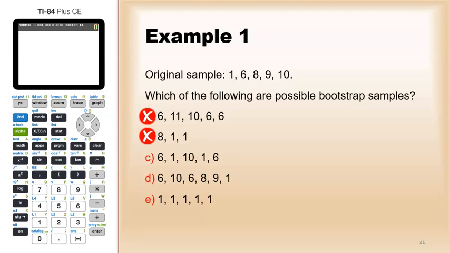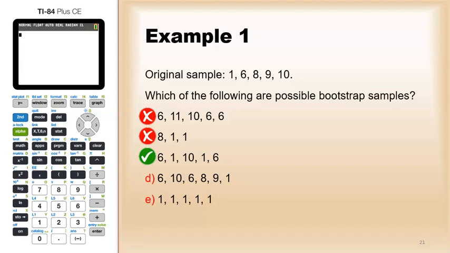Part B, 8 and 1, is not a bootstrap sample, though it could be if you did a little bit more. 8 and 1 are both in the original sample. It's just that this sample is too small. I just need to draw 2 more times. Part C, 6, 1, 10, 1, 6. All those numbers are in the original sample. It matches the sample size. This is a possible bootstrap sample.